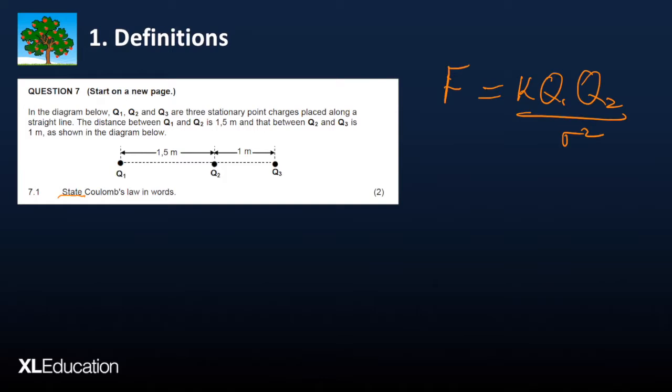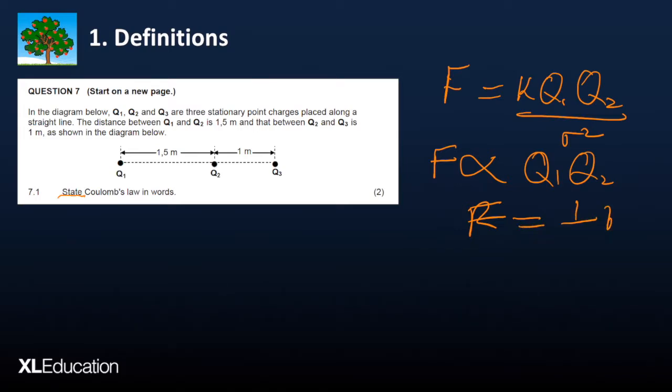So from this one, you can eke out the law in words, where I can break it into two by saying F is directly proportional to Q1 over Q2, and also the second part, which will say F is proportional to 1 over R squared. Right. When you say it's 1 over R squared, like that.